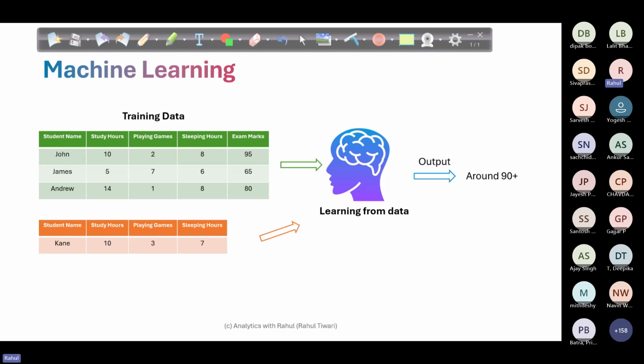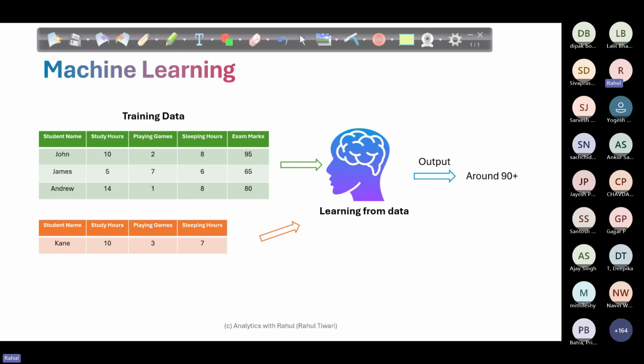So this green data is nothing but my training data set, and I'm trying to find the pattern from that training data set. The orange data is like a new student, and I want to know his marks. So I'm going to pass this information in to get the prediction of the marks.